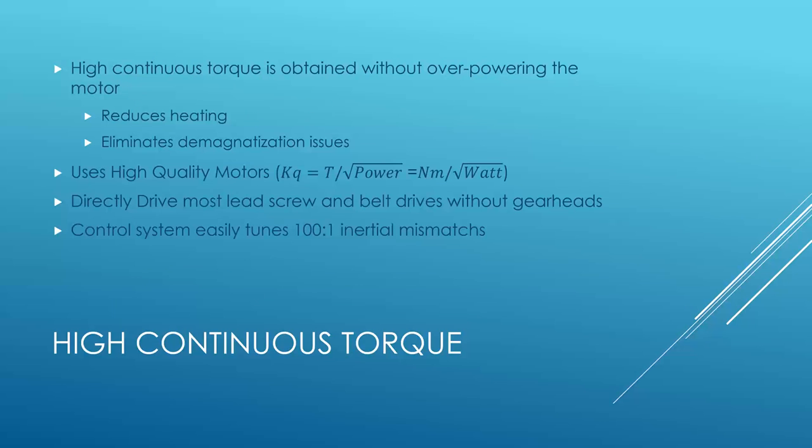So we get this high continuous torque without overpowering the motor. It's really common in a lot of low pole count servos to run them at 3 to 10 times their continuous current. And if you push them hard, you can actually demag the motor and permanently damage it. But operating these at their continuous rating and still getting the characteristics we're getting, you get less heating. And we, as I said, eliminate demagnetization. We use what are called high-quality motors, and quality is defined as torque divided by the square root of power. In our case, newton meters per square root of watt.